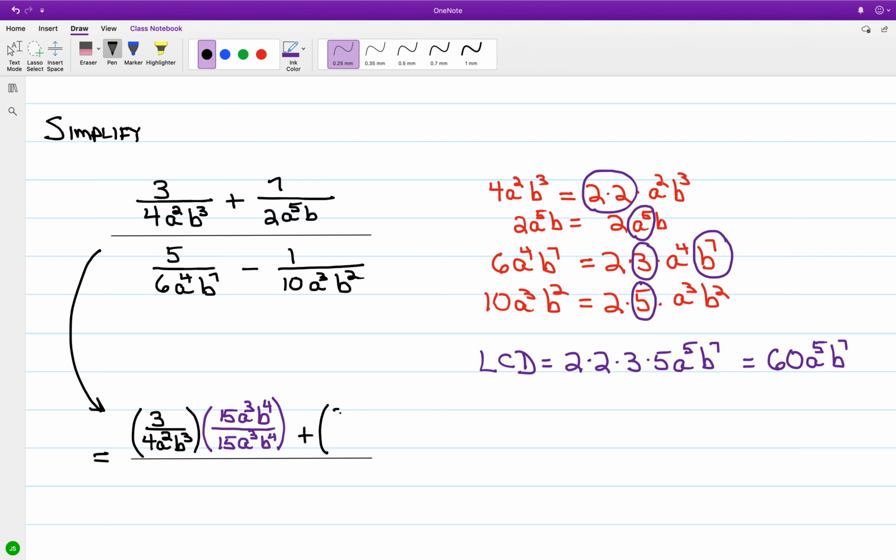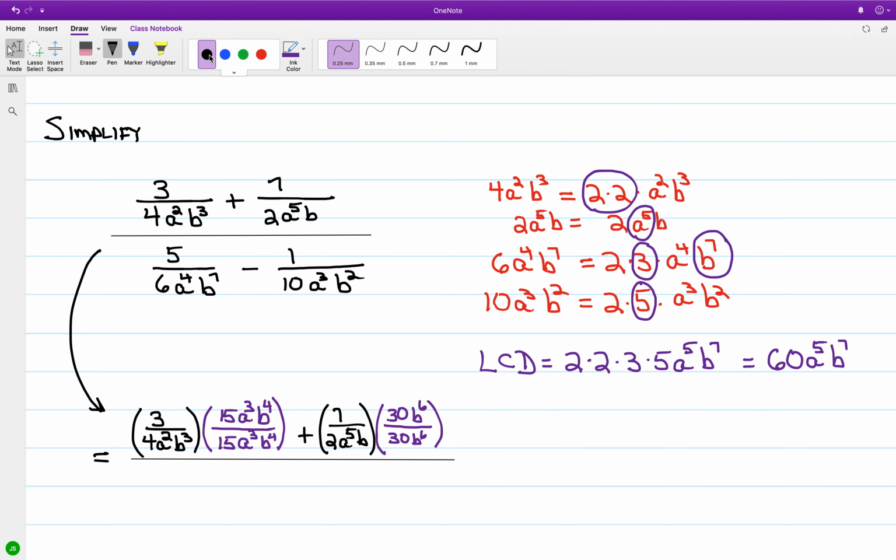And we have plus 7 over 2, a to the 5th, b. And taking what we have now, 2 into 60 is going to be 30. And we have a to the 5th already, b into b to the 7th, so that's going to be b to the 6th.